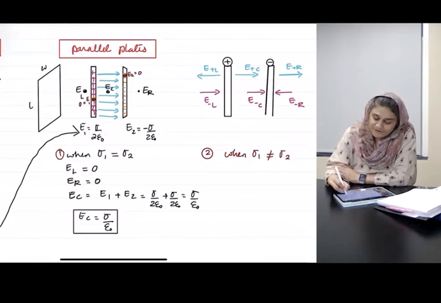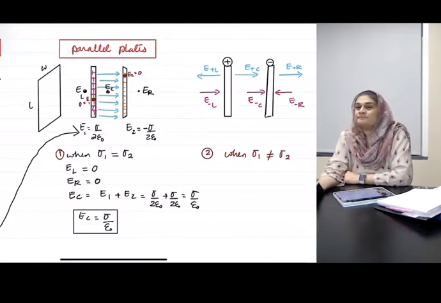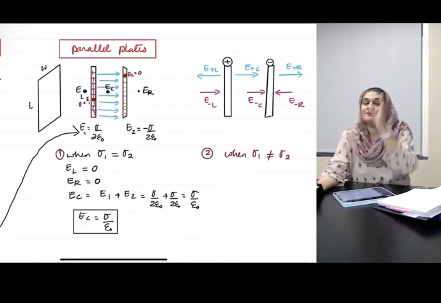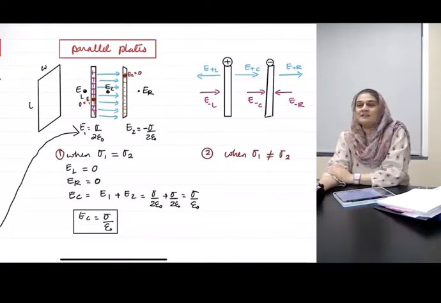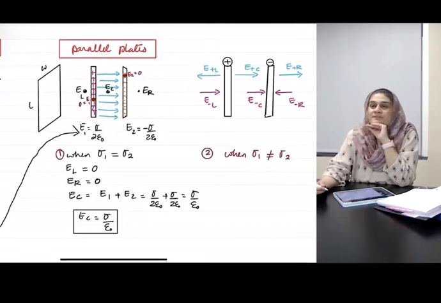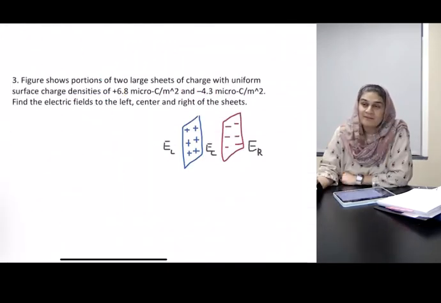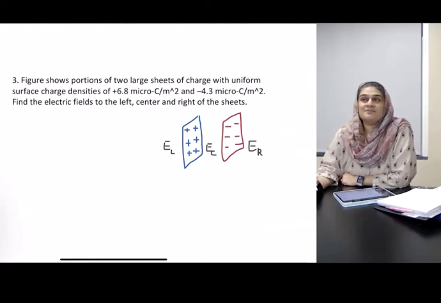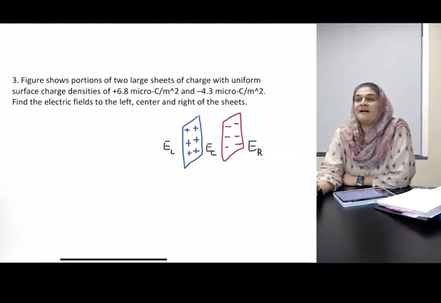Oh, this should be closed. Okay, so then you'll have to do sums at each level, and then the plus and minus will become important. Remember I was talking about this? Two portions of large sheets with uniform surface charge densities of plus 6 microcoulombs per meter squared and minus 4.3 microcoulombs per meter squared. Find the electric fields to the left, the center, and the right.